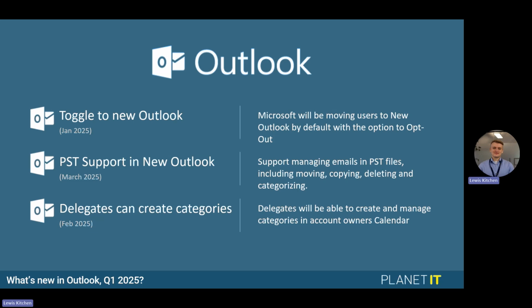So that's in March 2025, so a little way away. In February, we are getting the feature for delegates to have more control over people's mailboxes. And this is in the form of categories.